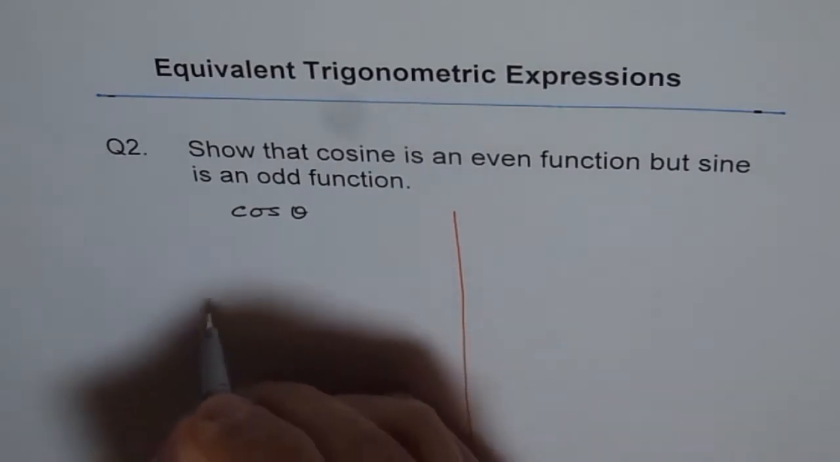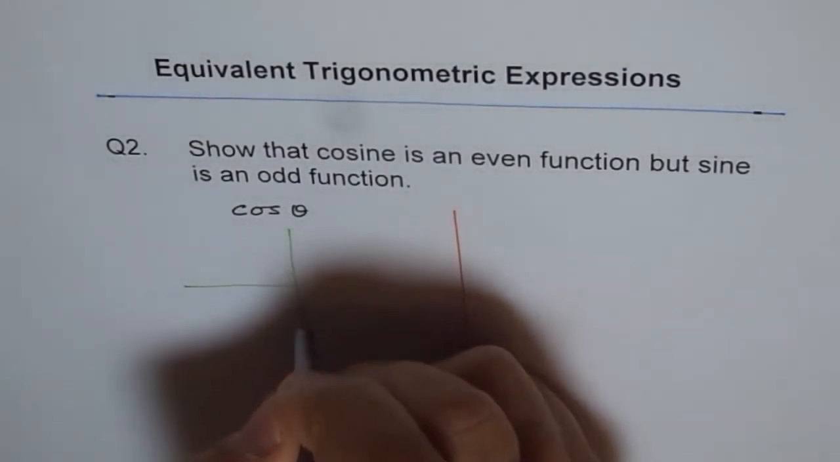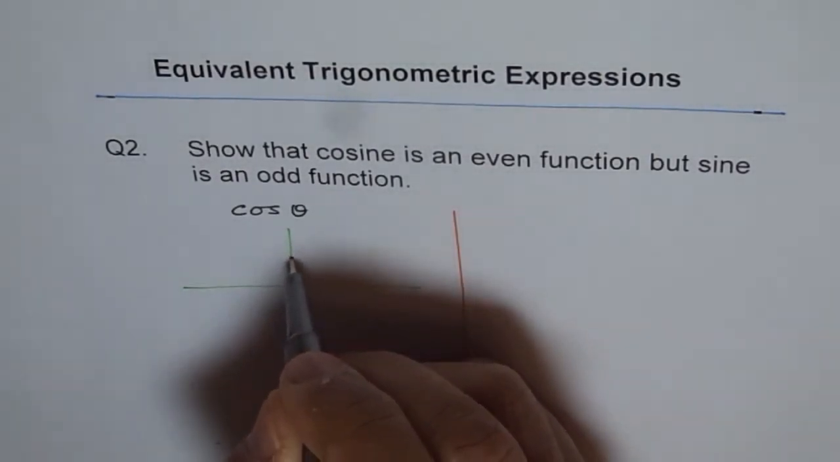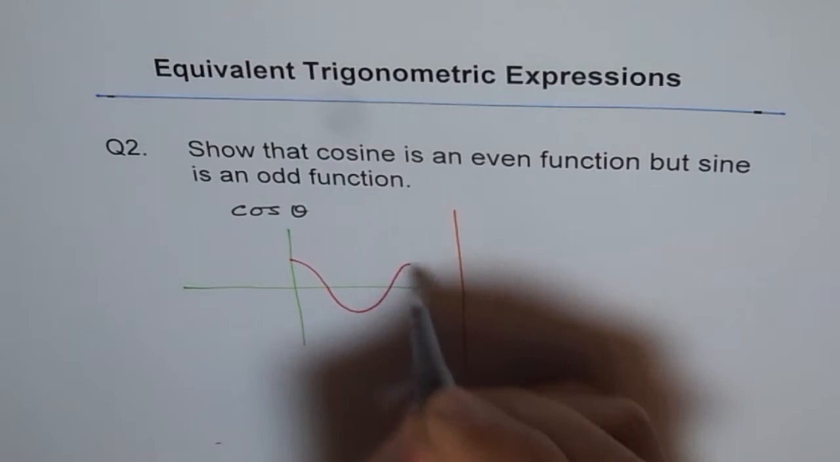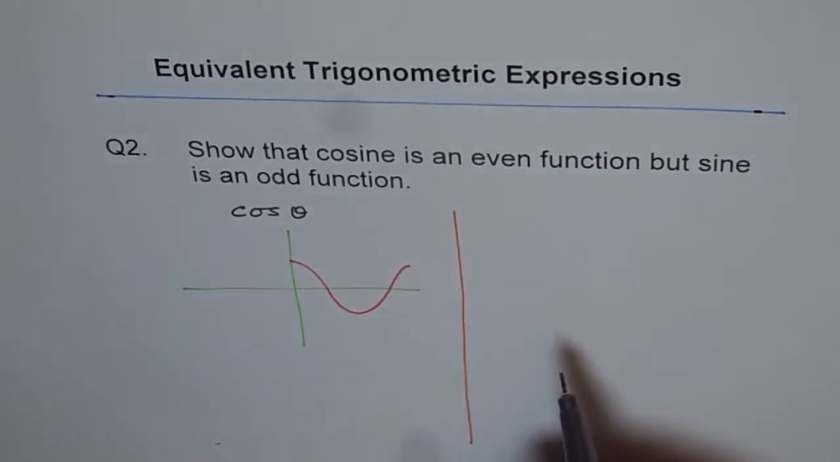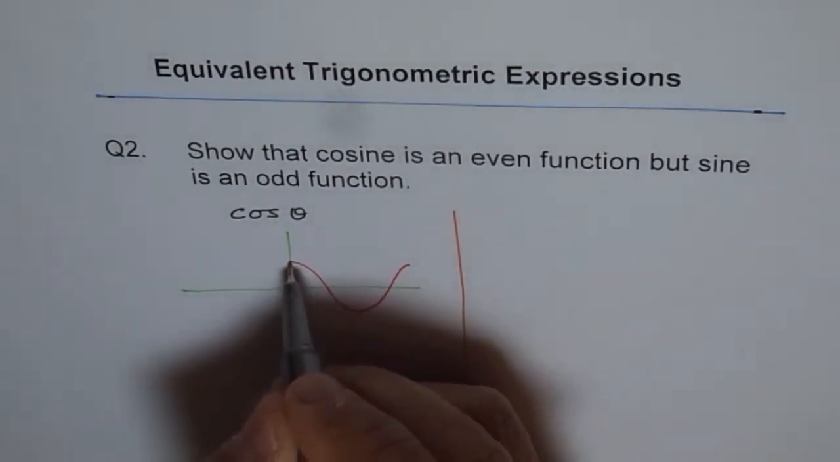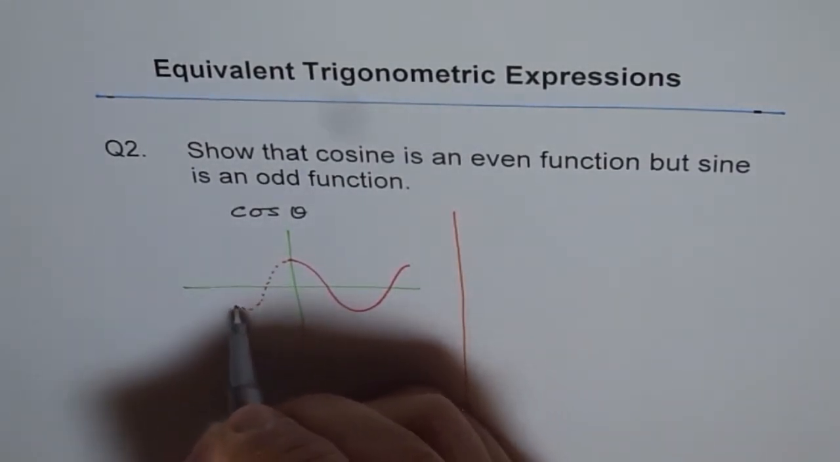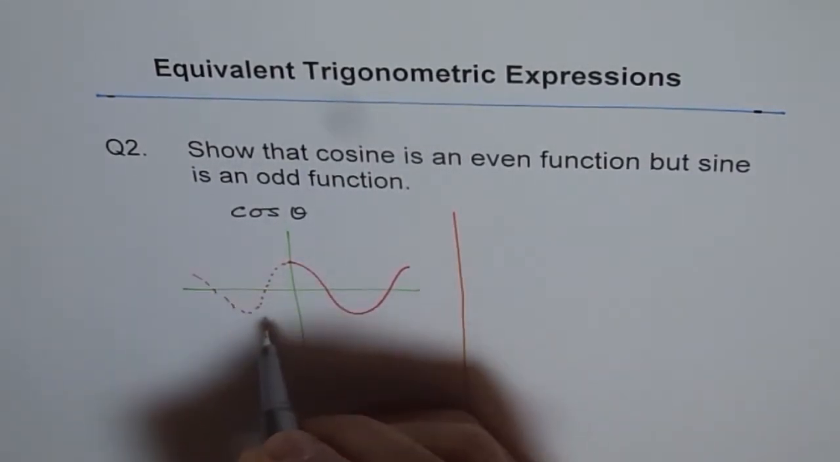So let's sketch it. Even means symmetric about the y-axis. That is an even function, right? If you sketch a cosine function, normally we do it like this. Do you understand? Like this we do. But it is a periodic wave, right? And it extends both sides. Do you see that? It extends both sides. And that is how it is.